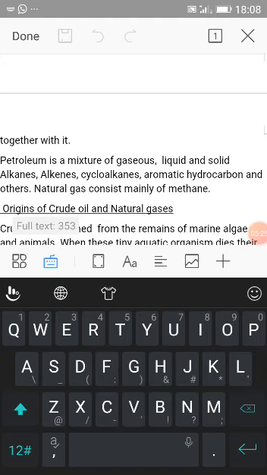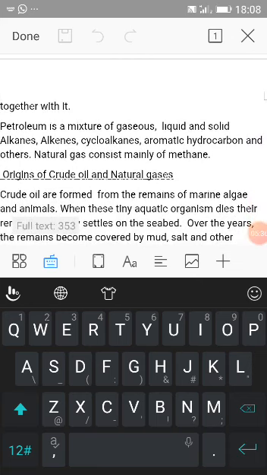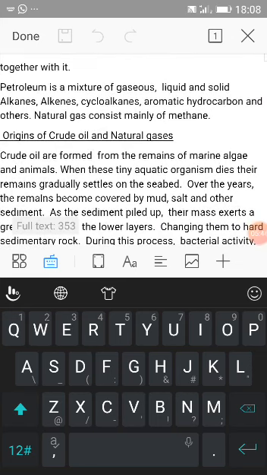Now, petroleum is a mixture of gaseous, solid, and liquid alkane, cycloalkane, aromatic hydrocarbon, and others. Natural gas consists of methane, and methane is what? CH4. Now, this crude oil, how was it generated?